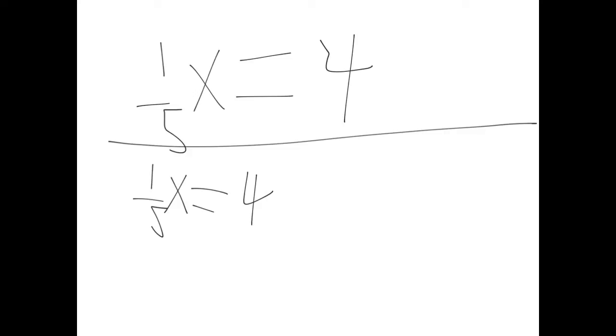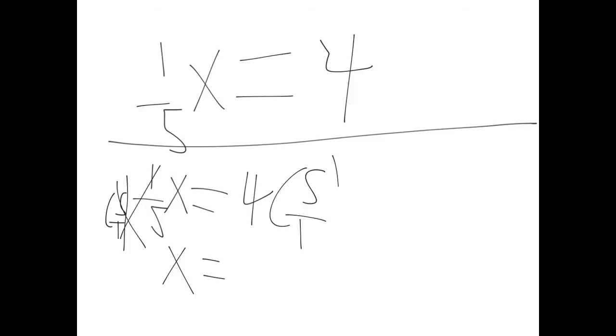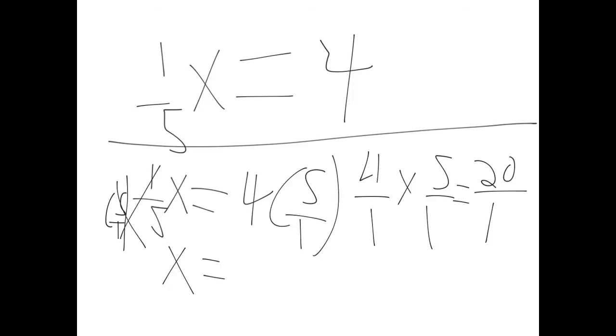So you always do multiplication because you can't divide fractions, so you do reciprocal times 5 over 1, cancels this out, x, and you have to do the other side too, so times 5 over 1. To make that a fraction, it's 4 over 1 times 5 over 1, so it equals 20 over 1, and 20 over 1 equals 20, and 20 is your answer.